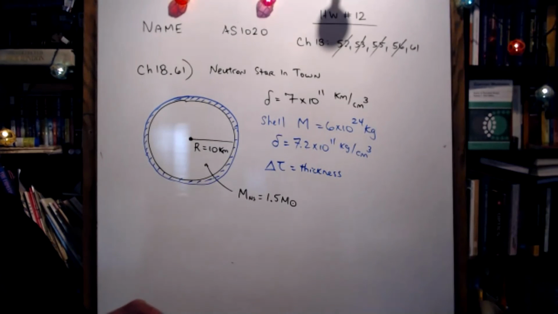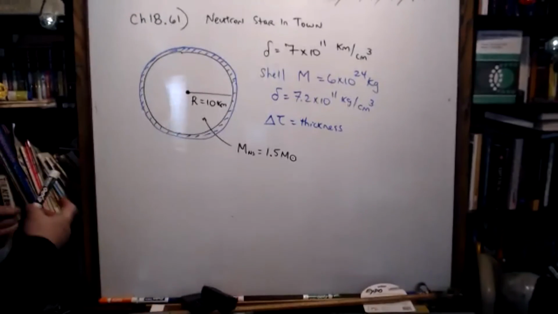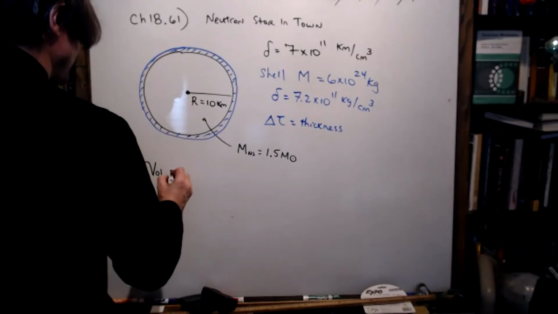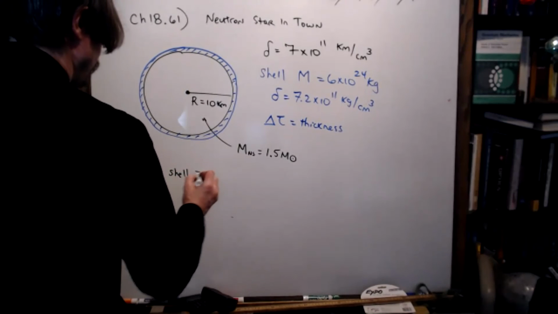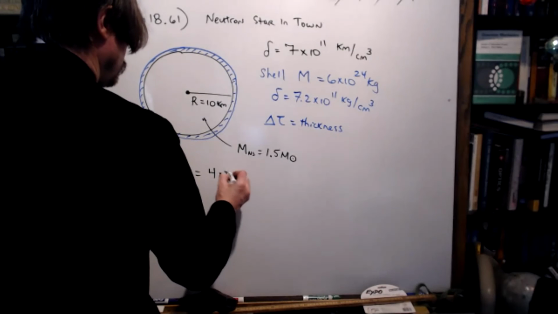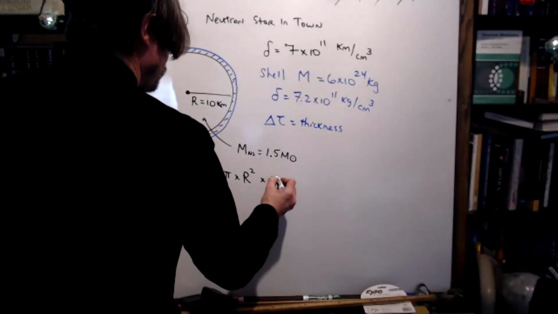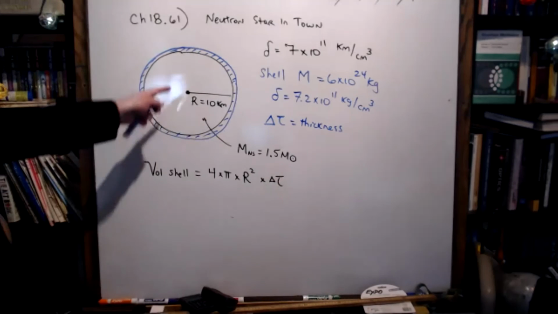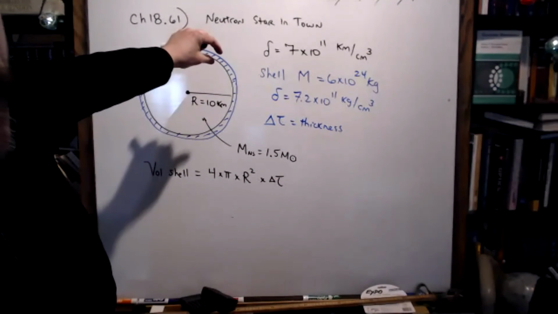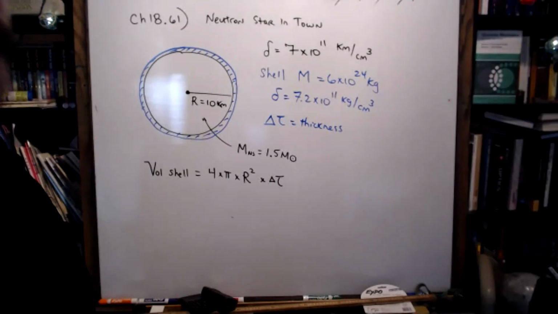And they gave us a formula for the volume of a shell, didn't they, Emily? What is their equation for the volume of a shell? Volume of the shell equals 4 pi r squared times the thickness. And this is kind of interesting. To get the volume of a shell, you basically take the surface area of the star, and since you're only lifting it up by a tiny amount, you just multiply it by that little delta T.